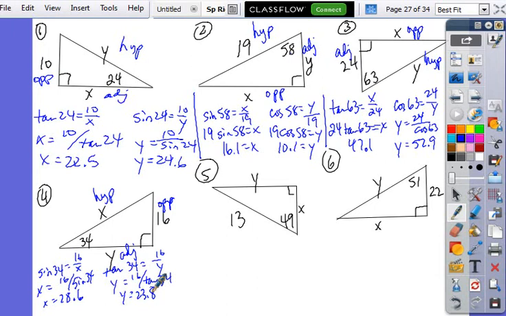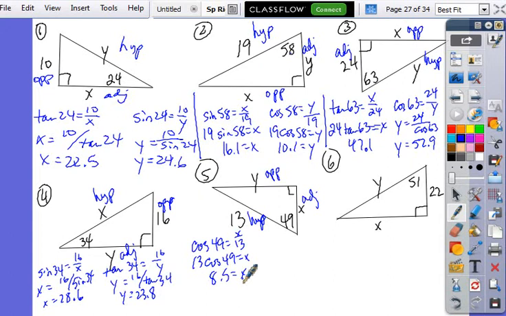Number 5. There's adjacent. There's opposite. There's hypotenuse. So solving for X, cosine, would be adjacent over hypotenuse, which is cosine of 49 equals X over 13. Multiply. 8.5.